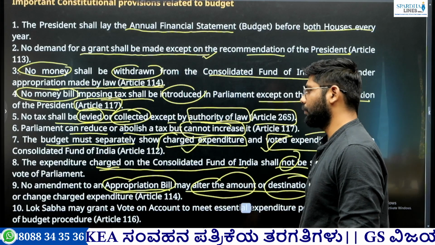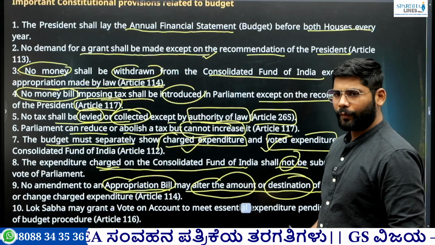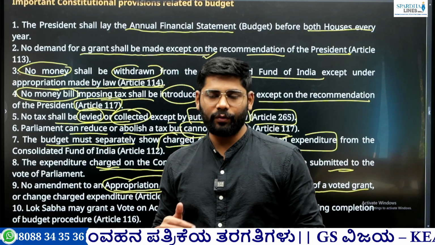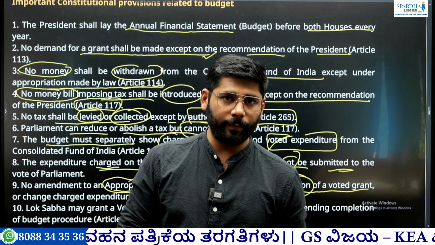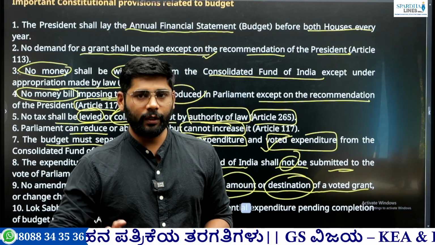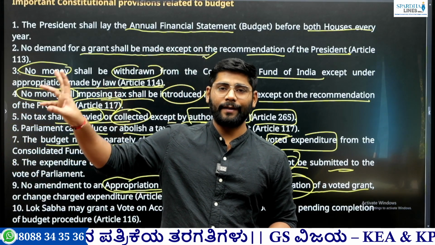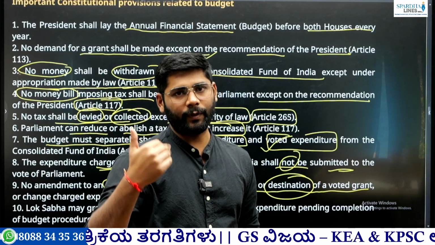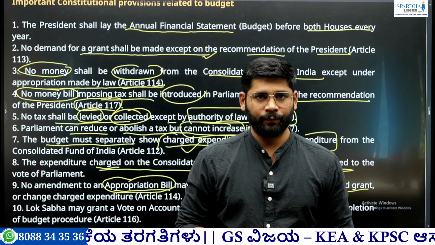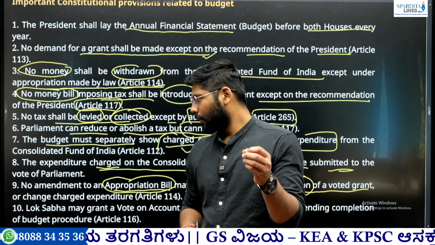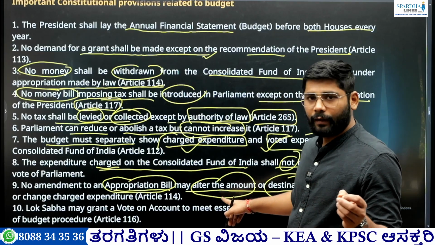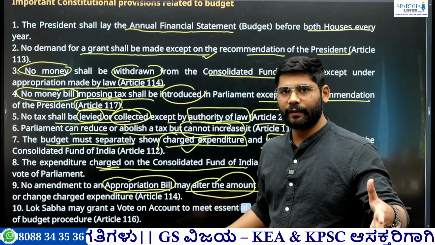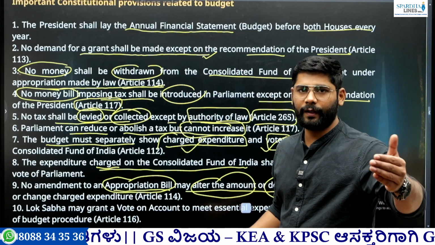of voted grants. Means what? Suppose the Appropriation Bill says that the 40% demerit tax that we are imposing on tobacco and other demerit goods needs to go to the states as a cess or compensation for whatever loss they have incurred after bringing in GST. So what they are doing, they have fixed the amount and also the destiny. Amount means 40% tax, and destiny means who will get that.